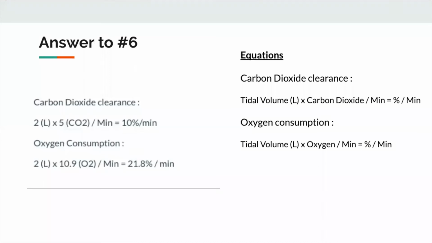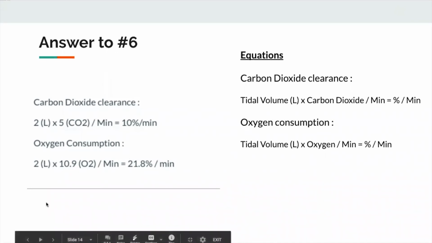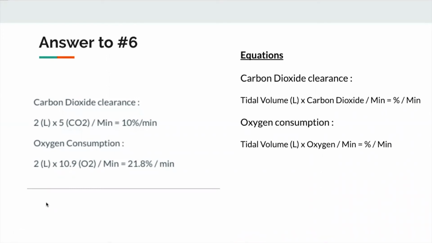Now, with the numbers actually in there, the carbon dioxide clearance turned out to be 2 liters times 5 carbon dioxide per minute equals 10% per minute. The oxygen consumption was 2 liters times 10.9 oxygen per minute, which equaled 21.8 per minute.